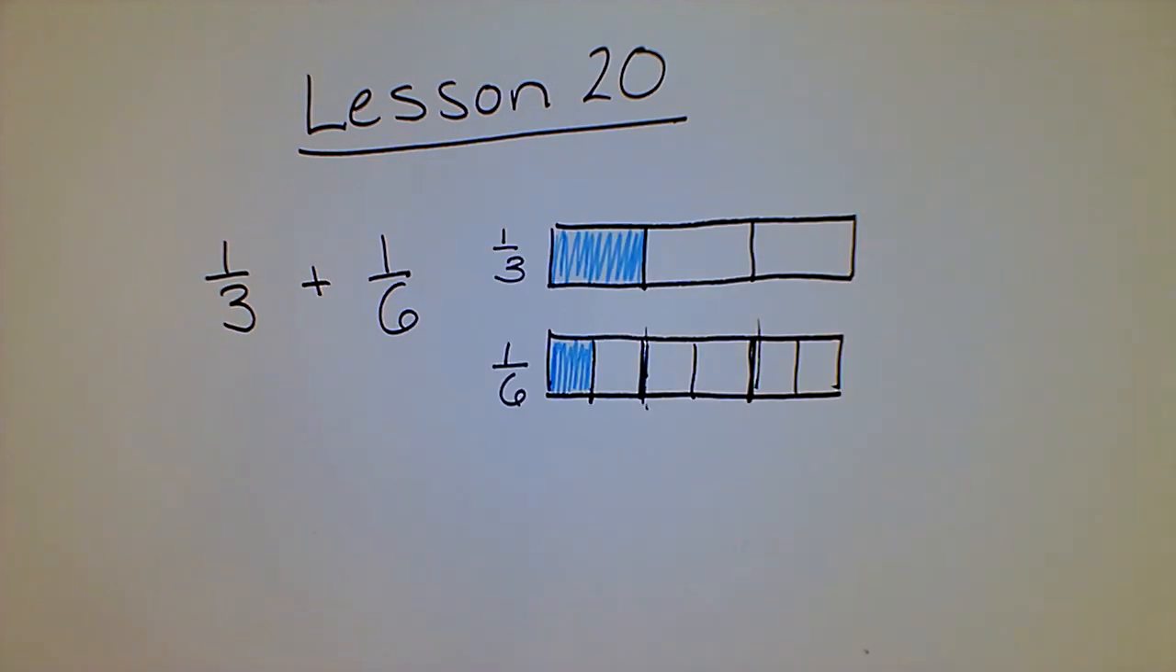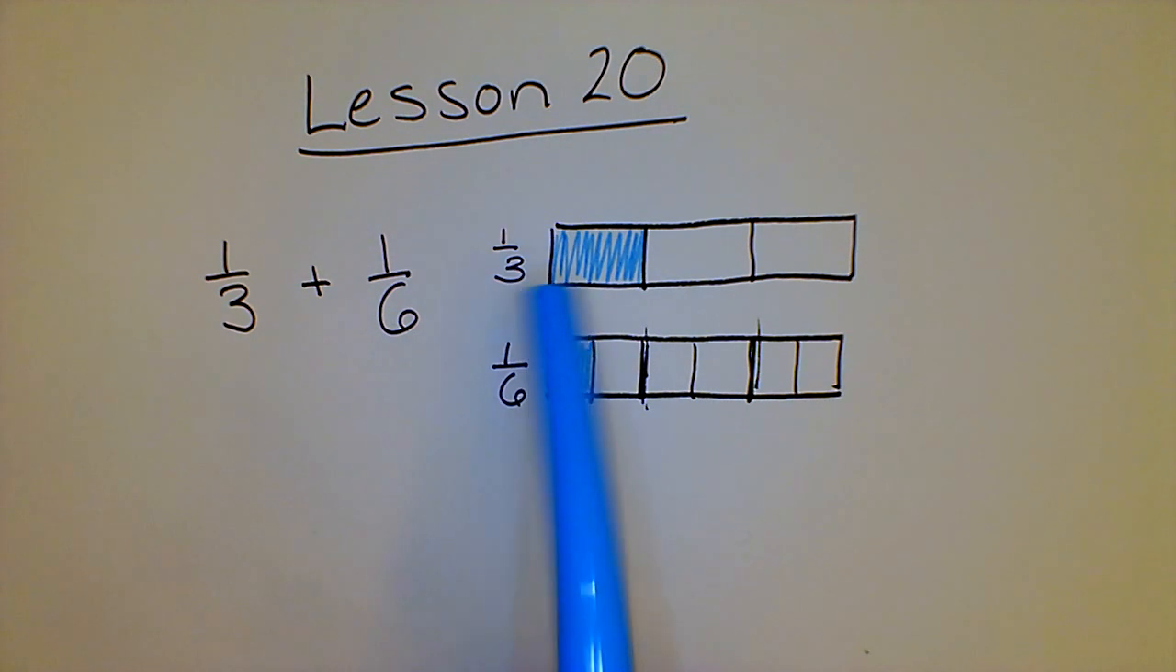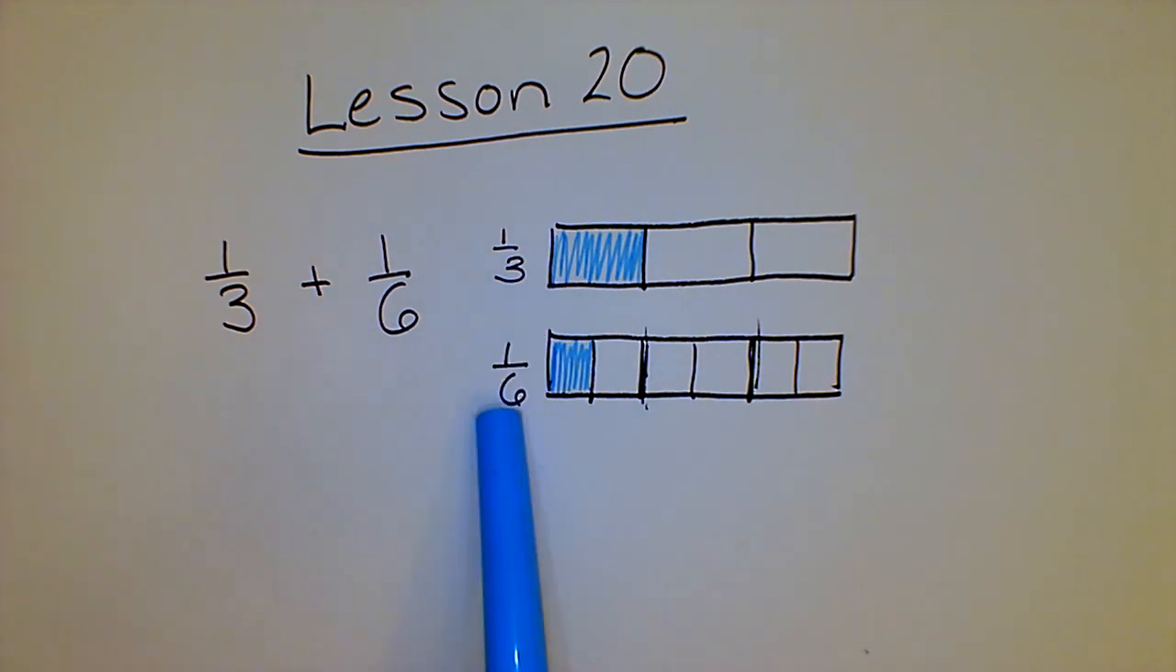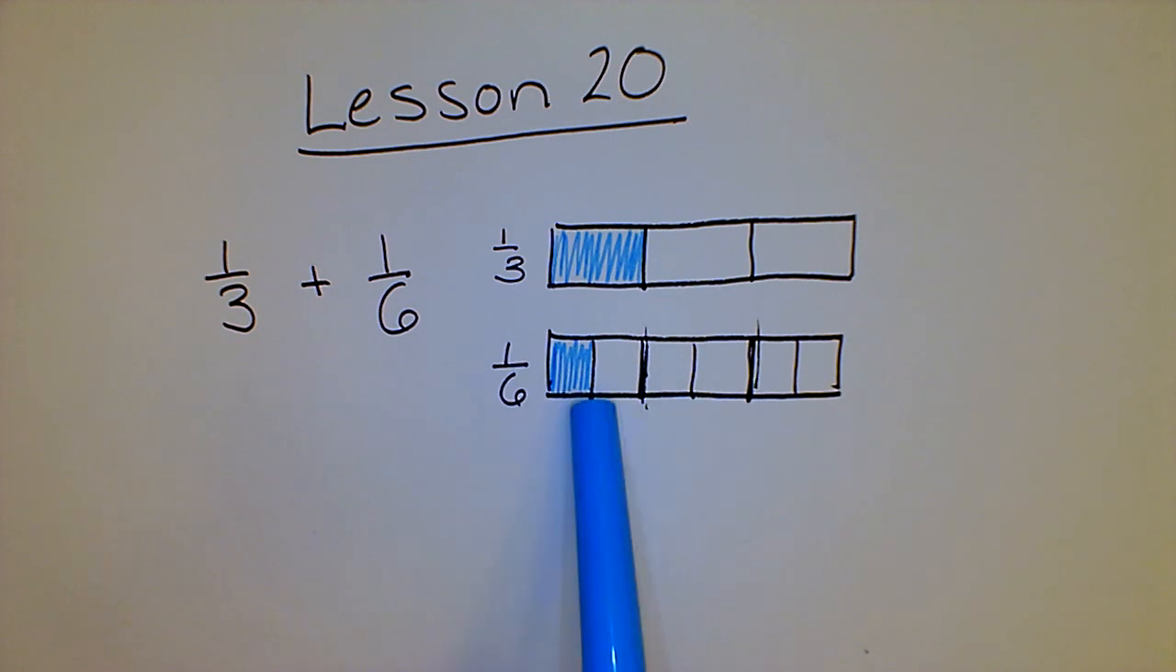So here what you see is I have 1/3 and 1/6. I already went ahead and drew tape diagrams for these and shaded them in. Let me just point out a few little things for you. First of all, I labeled that this was my tape diagram for 1/3. I labeled that this is my tape diagram for 1/6.